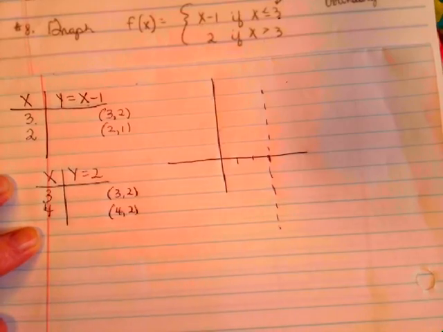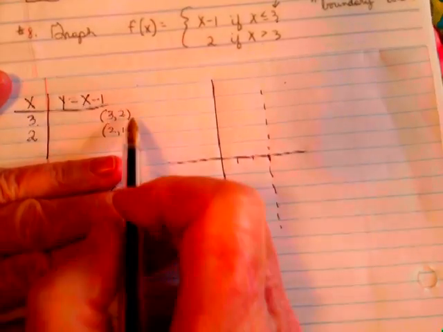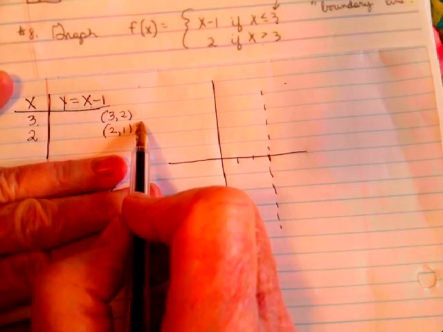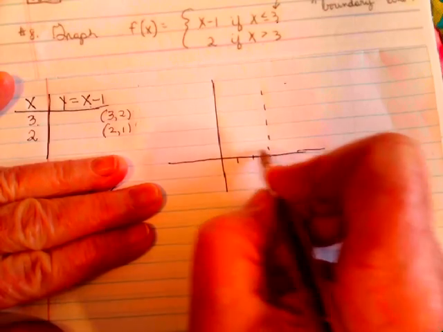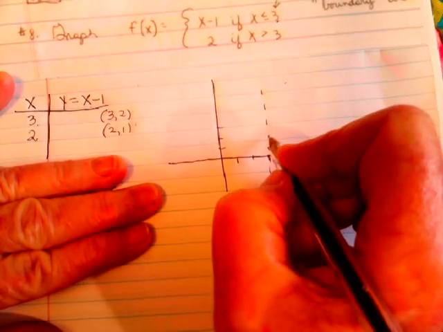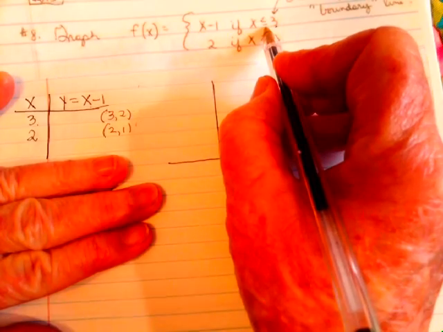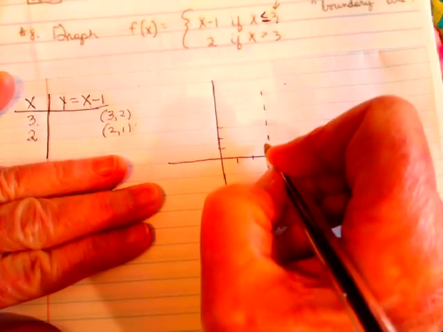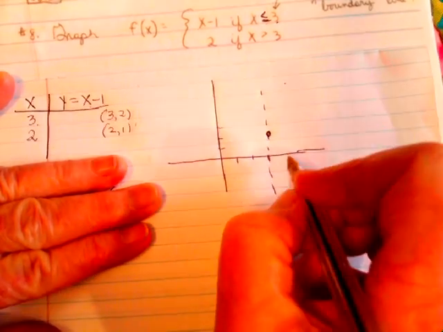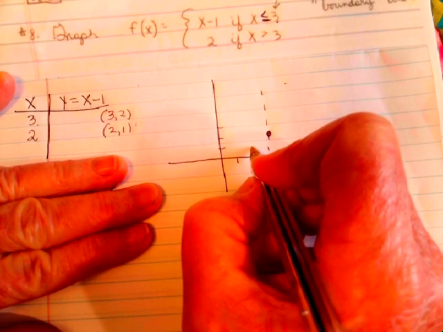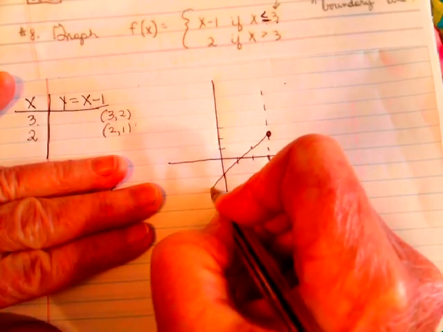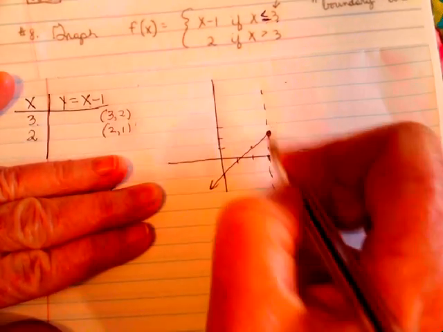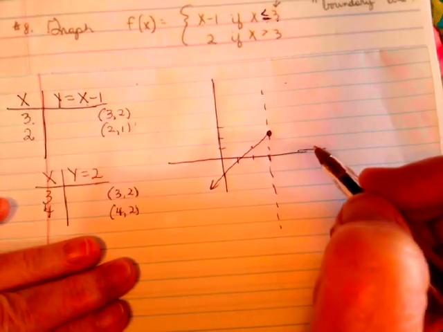I'm now ready to draw my lines. Use just these two ordered pairs from your first table. Go over 3 and up 2. Make a solid dot because that inequality has a bar under it. Over 3 and up 2, solid dot. Over 2 and up 1. Now I can draw a line through those 2 points, but I can't cross my boundary. I've got to stop right there.